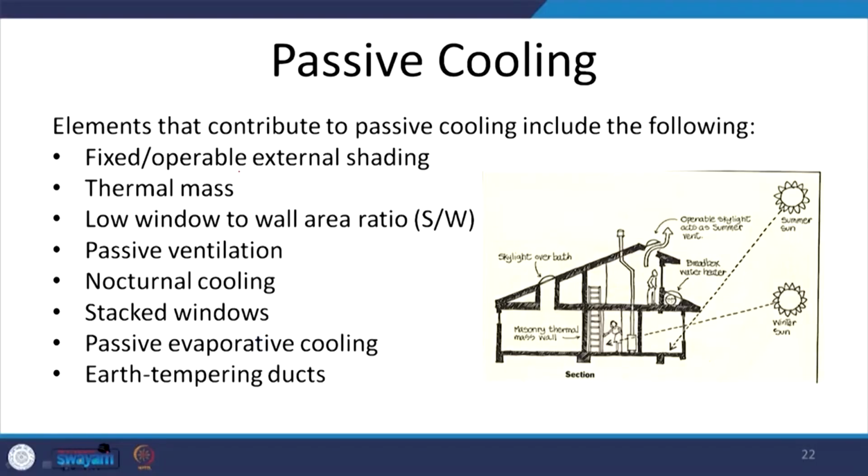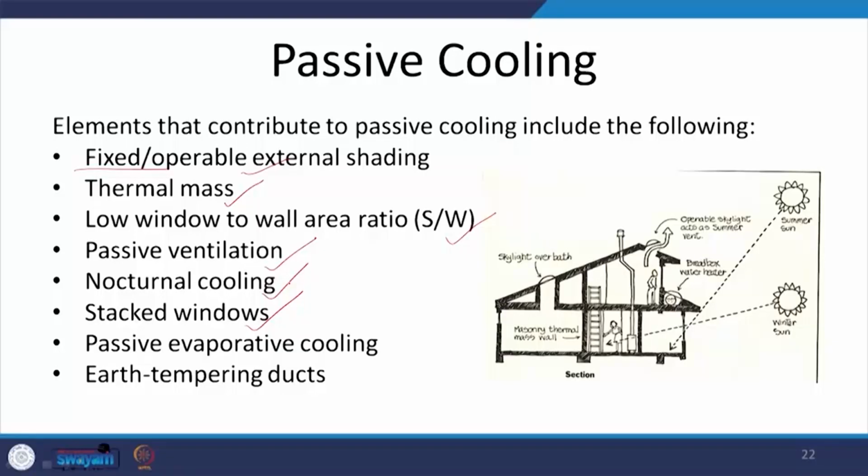If we look at the passive cooling strategies, we may again go for operable external shading, but in a hot climate, fixed external shading would also work fine, because for most part of the year the climate of the place is warm, it is hot. The thermal mass, similar to cold climates, low window to wall ratio, passive ventilation, and induced ventilation in case of hot dry climate is highly preferred. Nighttime cooling, which I was mentioning as night flushing or night purging, stacked windows, windows above one another, and evaporative cooling in case there is availability of water.